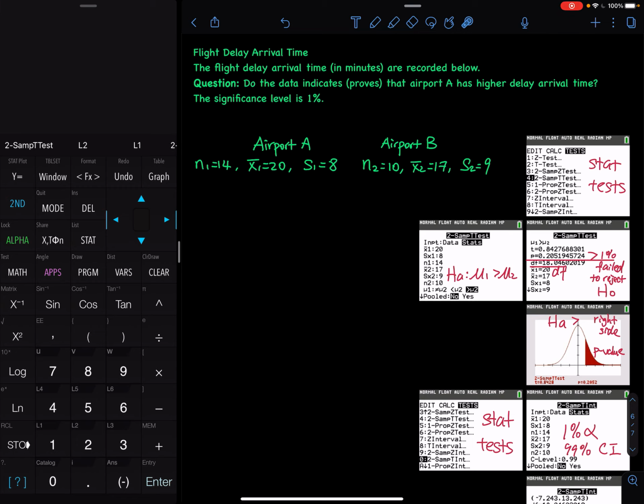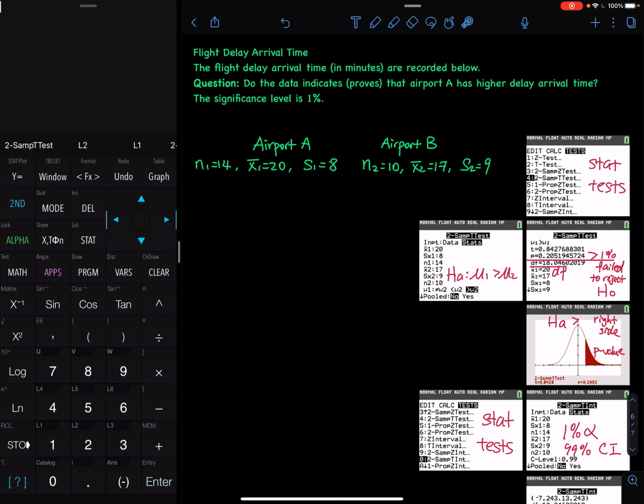So we have two airports, airport A and airport B. In airport A, I have 14 samples, and the average delay time is 20 minutes. The standard deviation is 8 minutes. And in airport B, my sample size is 10. Average delay time is 17 minutes, and the standard deviation is 9 minutes.